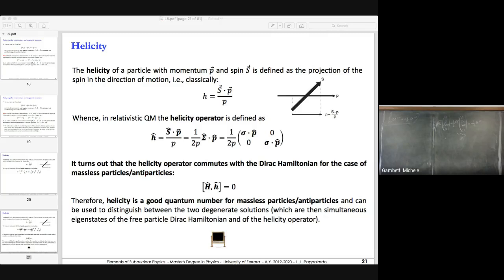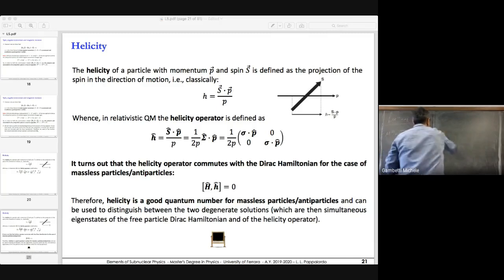Let's now do the same exercise for the second positive solution, for U2. Again, this is the square root of E plus M, then we have 0, 1, Px minus i Py divided by E plus M, and minus Pz divided by E plus M. So this is the full expression of the second positive energy solution. Now again, we are moving along the Z axis.